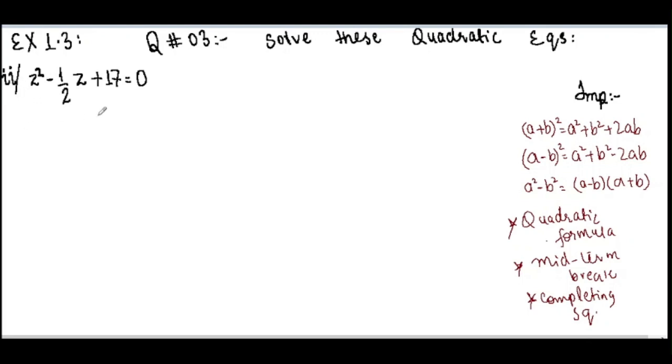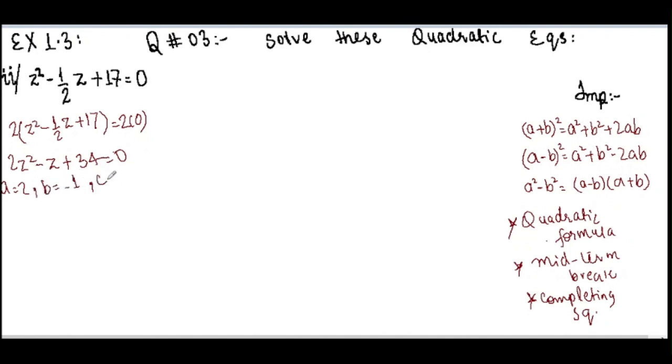First of all, we are going to multiply this equation with 2 to remove this denominator. So 2 into z square minus 1 by 2z plus 17 equals 2 into 0. Now it becomes 2z square minus z plus 17 into 2 gives us 34 equals 0. Then the next step would be a equals 2, b equals minus 1 and c equals 34.